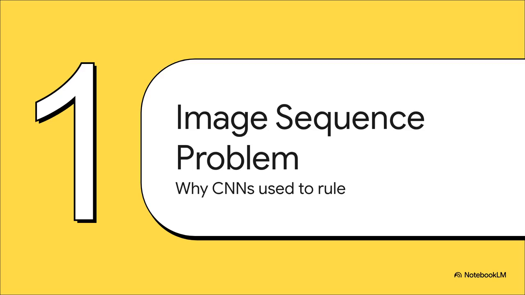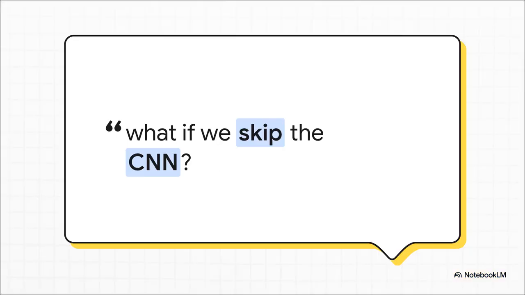Part 1. The image sequence problem and why convolutions used to rule. We really have to start with that fundamental friction we just mentioned. Transformers just fundamentally cannot eat 2D grids directly. For years, the industry's band-aid for this was basically bolting a convolutional neural network, like a ResNet, onto the front of a transformer. The CNN would extract a feature map, and those features became the tokens. But doing that inherited all of the CNN's biases, and it totally bottlenecked the transformer's massive appetite for scale. That was just the status quo. That is, until the original 2020 Vision Transformer paper dropped this absolute bombshell of a heretical question. What if we just skip the CNN entirely?